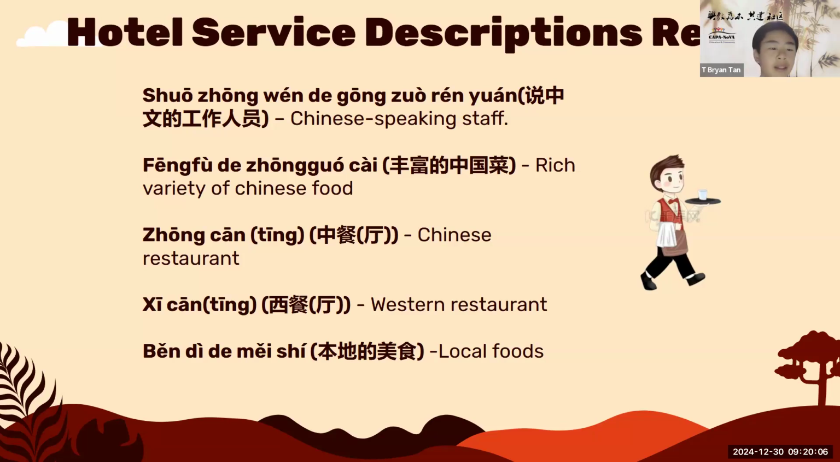And then finally, 本地的美食. 本地 is local, and then 美食 is foods. 本地的美食. If I want to say local restaurant instead of local food, what do you say?